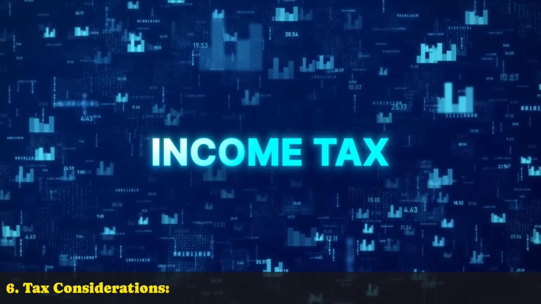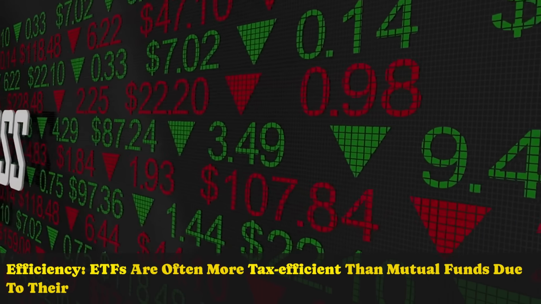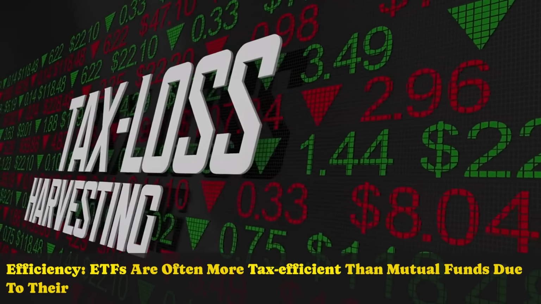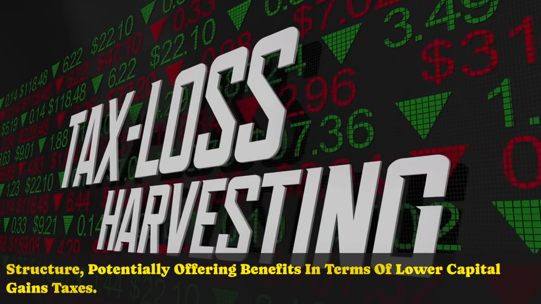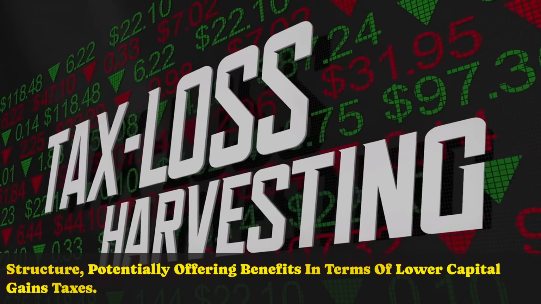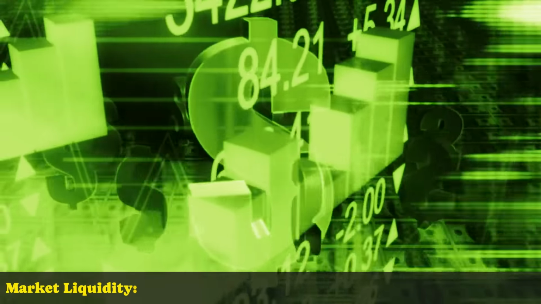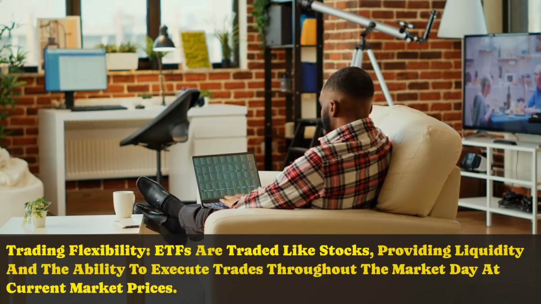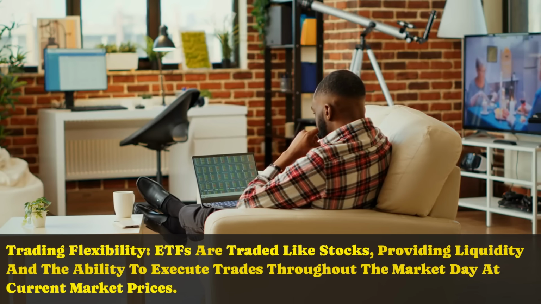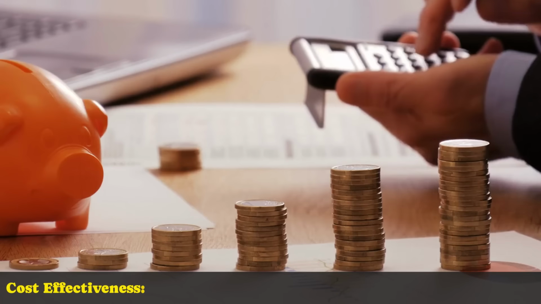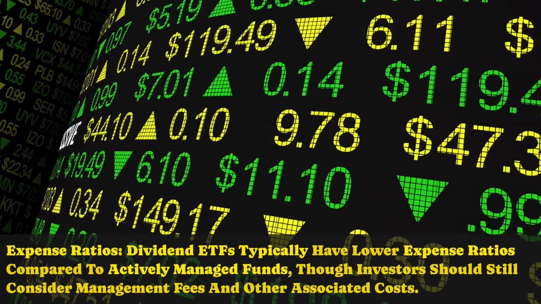6. Tax considerations. Efficiency. ETFs are often more tax efficient than mutual funds due to their structure, potentially offering benefits in terms of lower capital gains taxes. 7. Market liquidity. Trading flexibility. ETFs are traded like stocks, providing liquidity and the ability to execute trades throughout the market day at current market prices. 8. Cost effectiveness. Expense ratios.